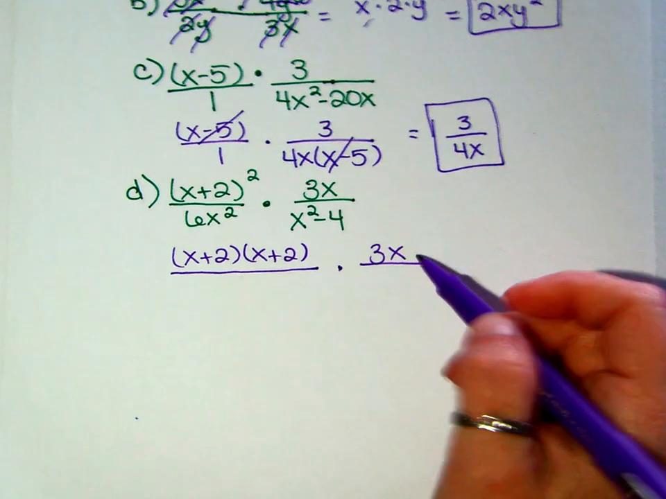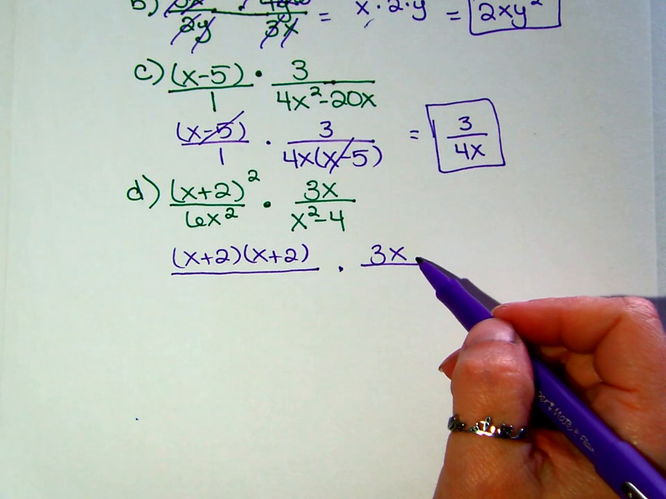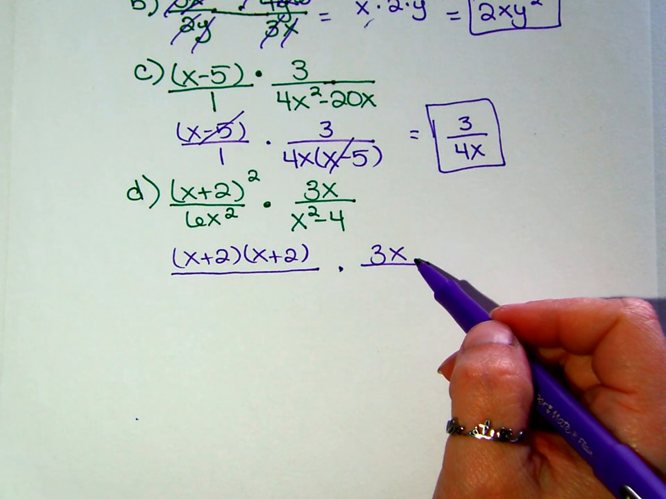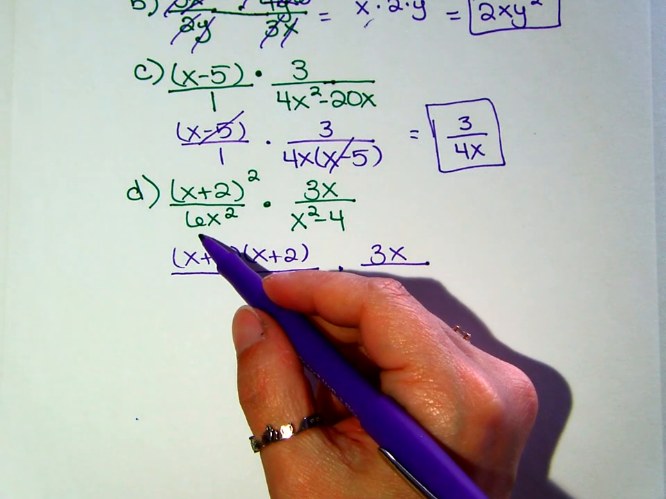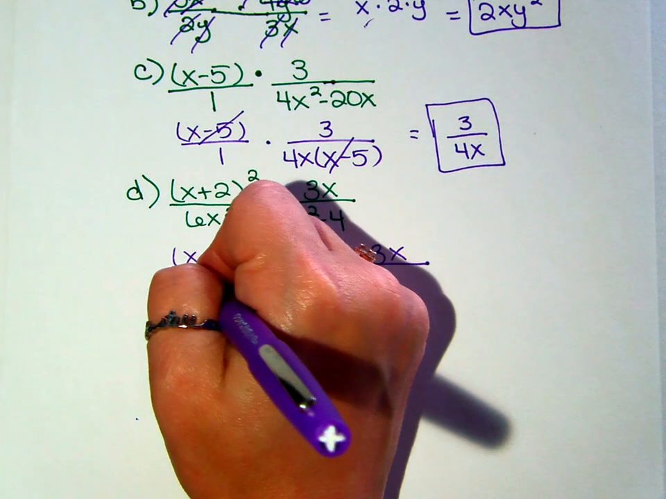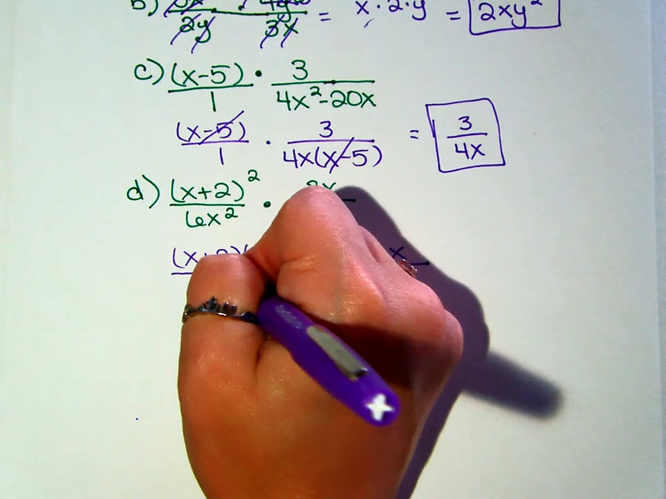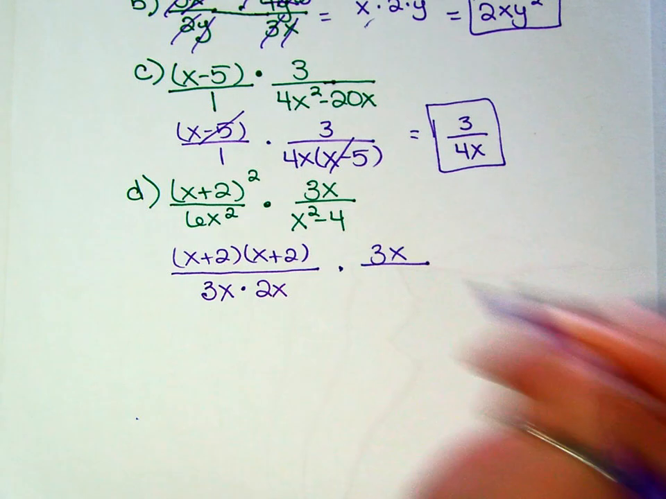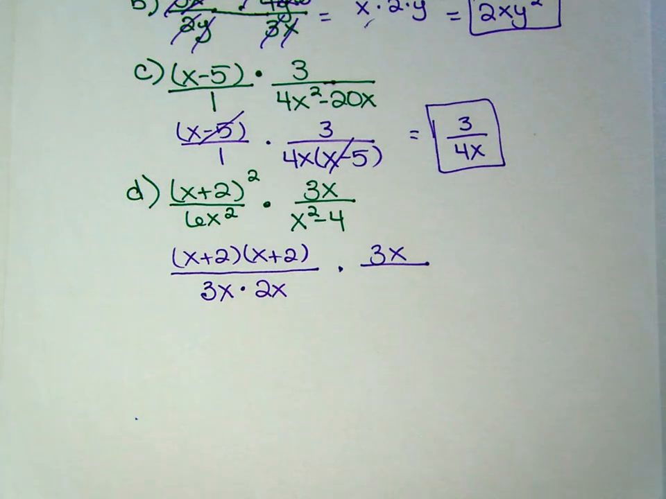On this top right fraction, I have a 3x. I notice on the bottom left I have a 6x squared. Well, 6x squared is the same thing as 3x times 2x. Again, I'm using the other parts of my problem to help me factor so that I can see where things are going to cancel.